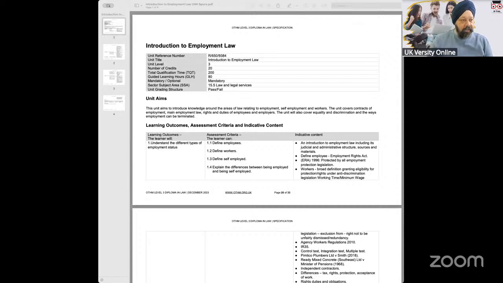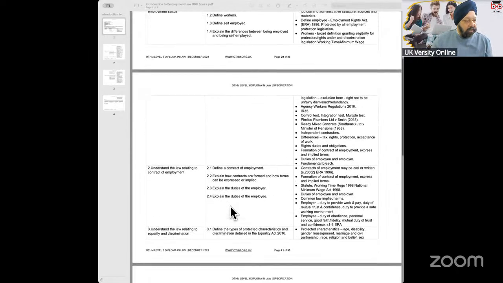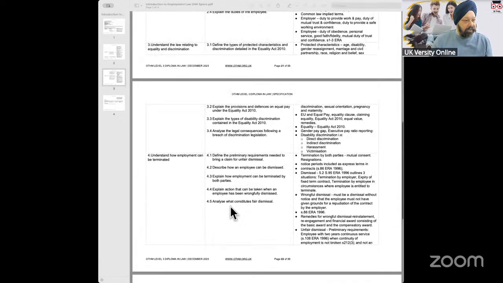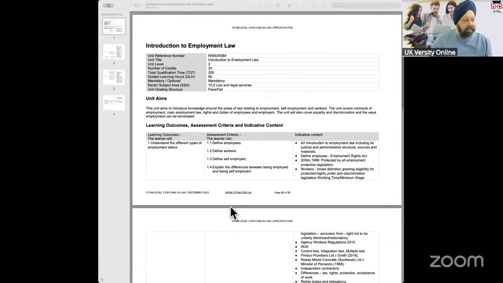Now, this particular unit that you see on your screen is predominantly going to be focused on employment law related to the United Kingdom. And in general, this unit has four learning outcomes that we're going to be looking at covering. We're going to be starting with the first one today, which primarily focuses on understanding different types of employment statuses.